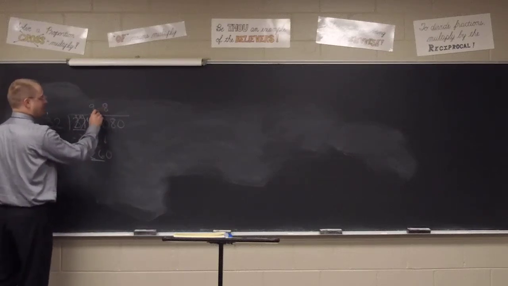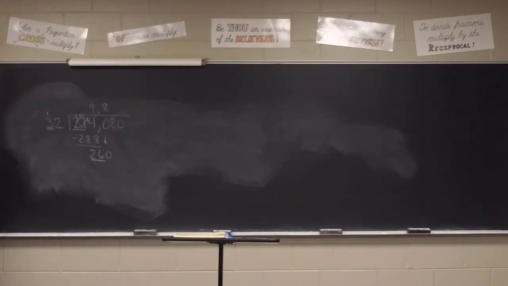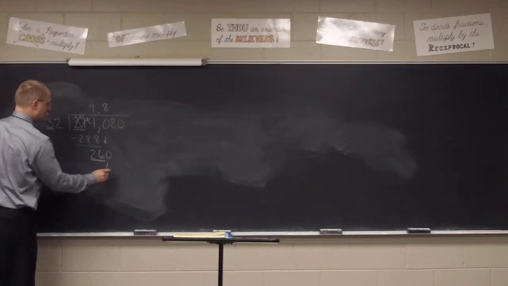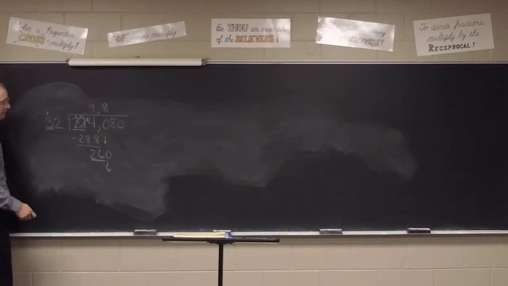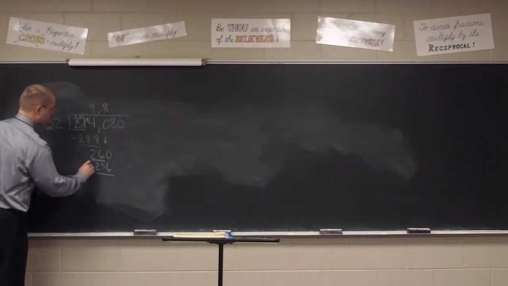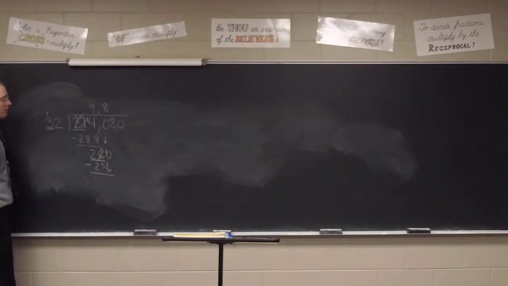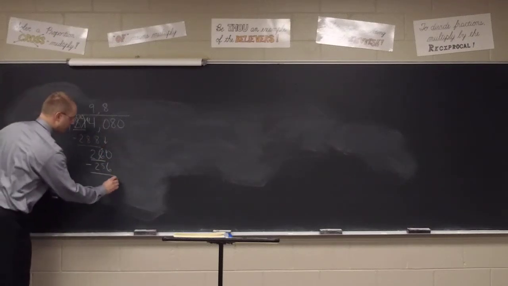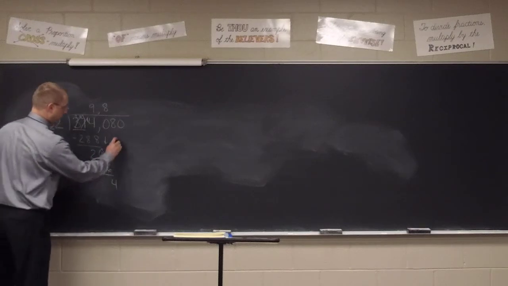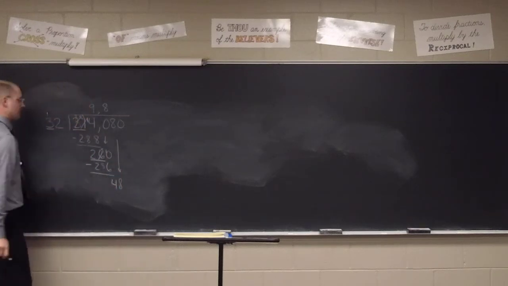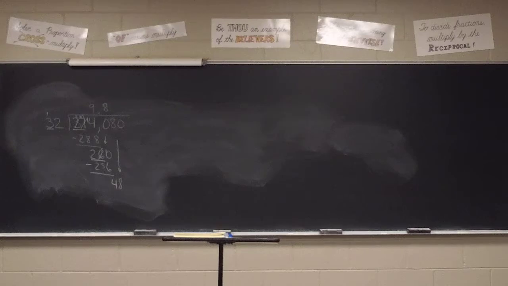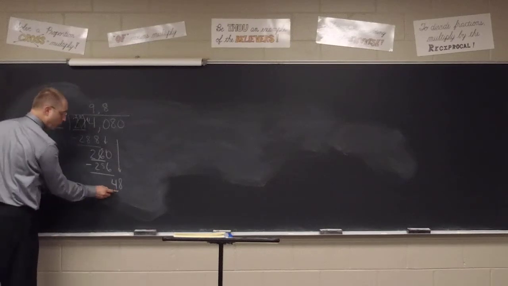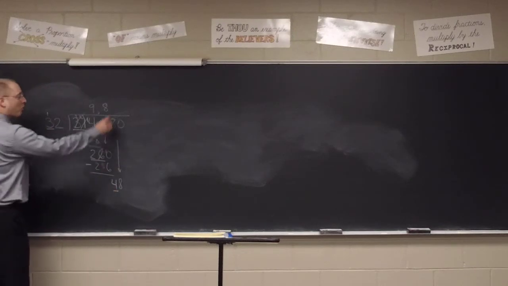So we write an 8. 8 times 2. 16. Carry the 1. 8 times 3 plus 1. 25. And we subtract. And we borrow, and we get 4. And of course the other 2 numbers become zeros. And then we bring down the 8. And we ask ourselves, how many times does 3 go into 4? And it goes in once.